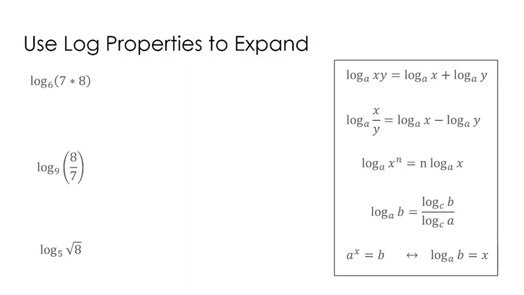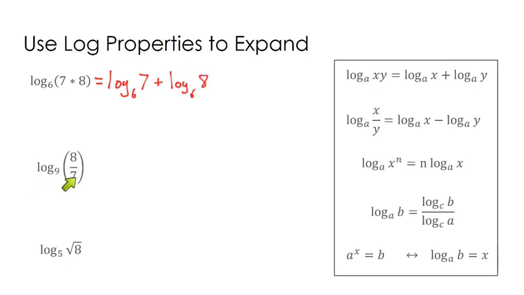So let's look at this first example and try to look over here at your properties, see which one of these matches this structure the best. And hopefully you're saying it's this one right here. I have a log, a base, and then a product. Well, that could be equal to log of the base of the first factor plus log of the base of the second factor. So the way that we would expand this is I would rewrite this as log base 6 of 7 plus log base 6 of 8.